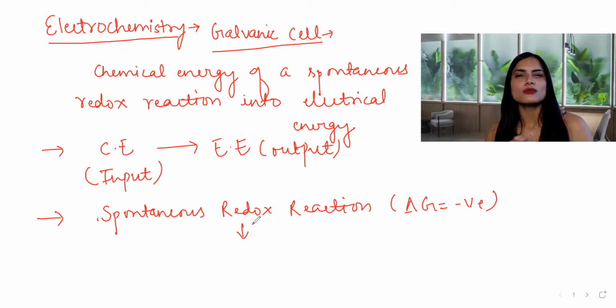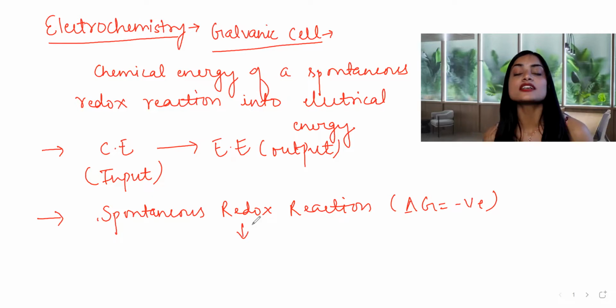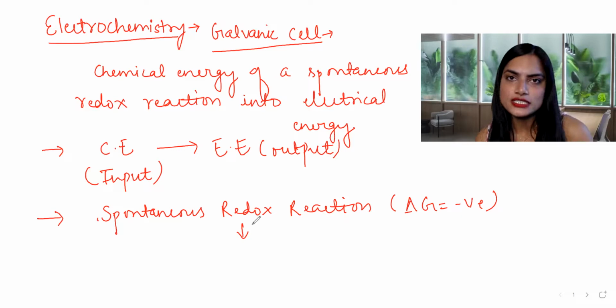For example, you must have seen the cells which are present in your TV remote control. There also there is a conversion of chemical energy into electrical energy. Such cells, where some chemical reaction is taking place and because of that there is a production of electricity, are known as galvanic cells or electrochemical cells, right?